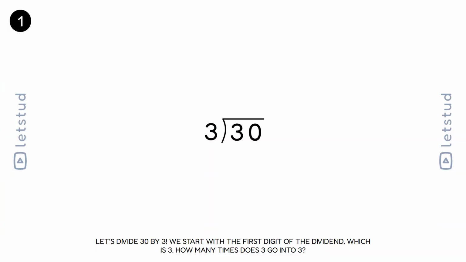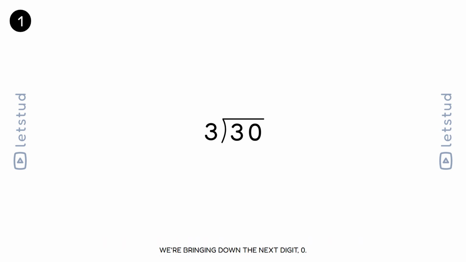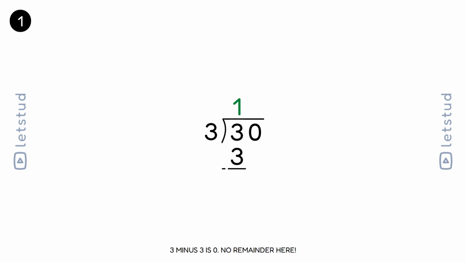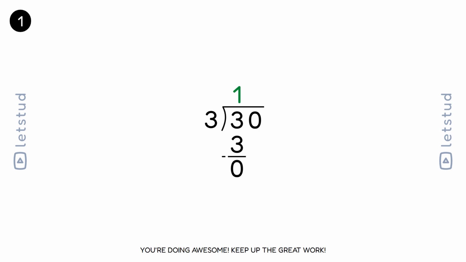Let's divide 30 by 3. We start with the first digit of the dividend, which is 3. How many times does 3 go into 3? We're bringing down the next digit, 0. 3 goes into 3 one time. So 1 times 3 is 3. 3 minus 3 is 0. No remainder here. You're doing awesome. Keep up the great work.